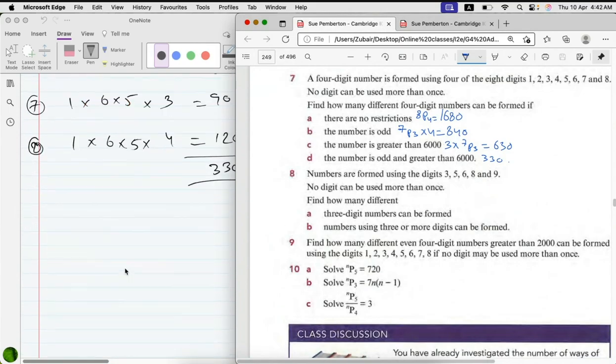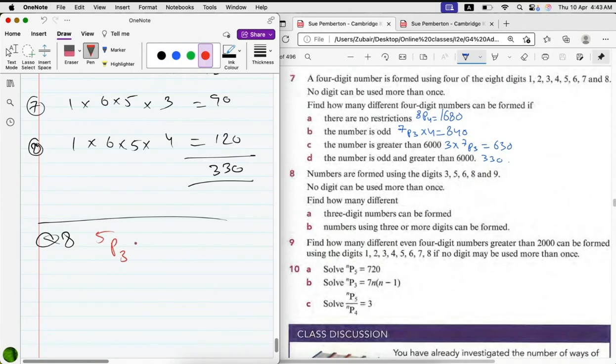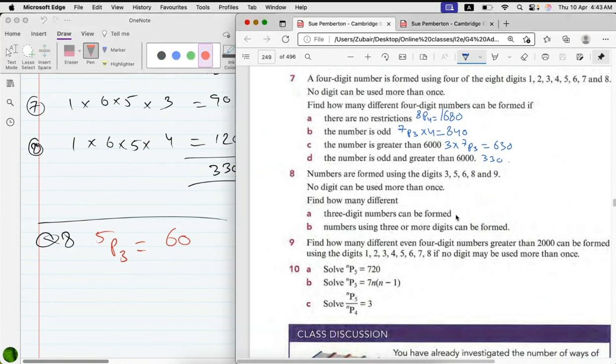Question number 8. Numbers formed using digits 3, 5, 6, 8, and 9. No digit can be used more than once. Find how many different 3-digit numbers can be formed. So question 8. Total are 1, 2, 3, 4, 5, and we're selecting 3. So 5P3 is 60.